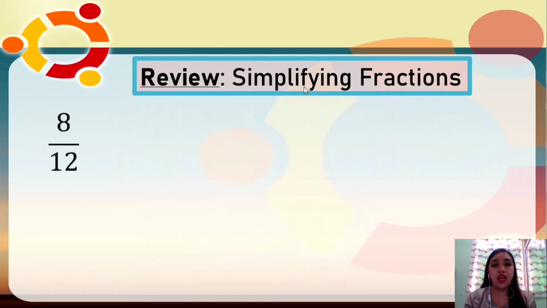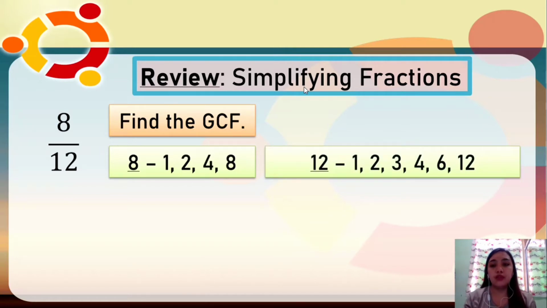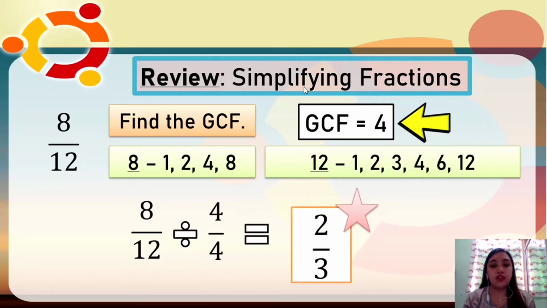Next, we have 8 over 12. Find the GCF of 8 and 12. For 8, we have 1, 2, 4, and 8. And for 12, we have 1, 2, 3, 4, 6, and 12. So what will be the GCF? It's 4. Next, let us divide both numerator and denominator. 8 divided by 4, you will get 2, and 12 divided by 4, you will get 3. So the simplified fraction is 2 over 3.